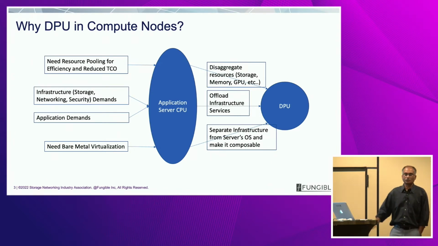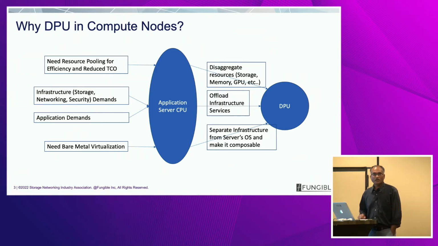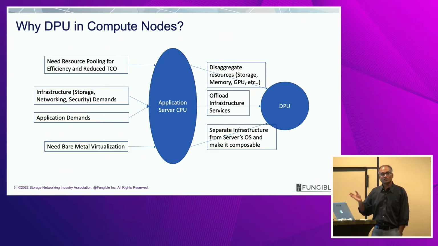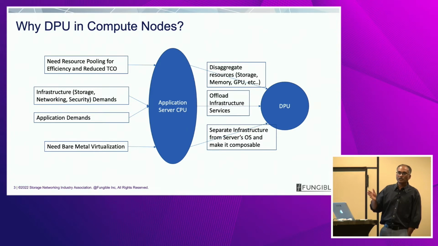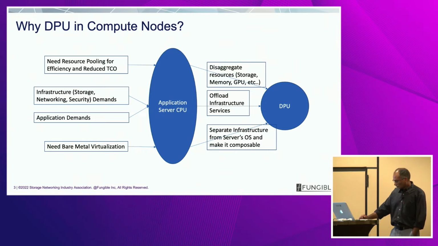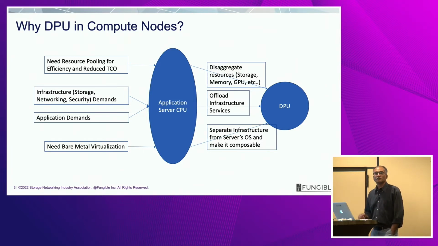So why DPU in compute nodes? I see many reasons, and one of the first and important reasons is we need to pool the resources. As data centers have evolved, people have realized that the data center is like one big giant computer. It is not CPU centric anymore, and there is a transformation from the CPU centric to the data centric model, right? Data centric based designs of the data centers. We need to pool the resources for efficiency and reduce TCO.